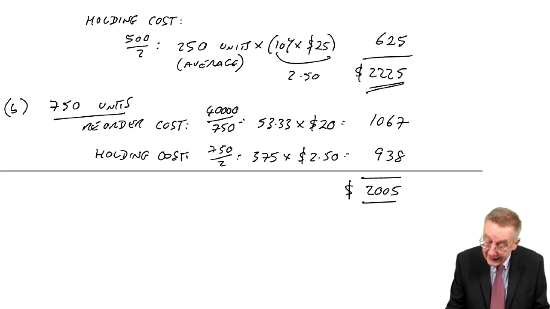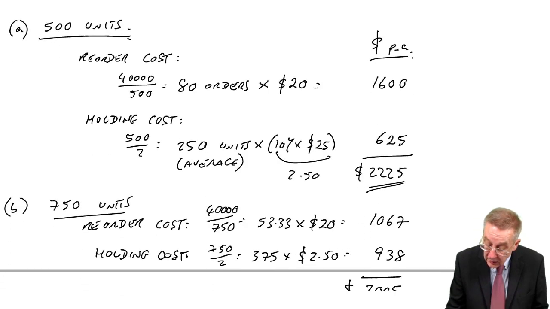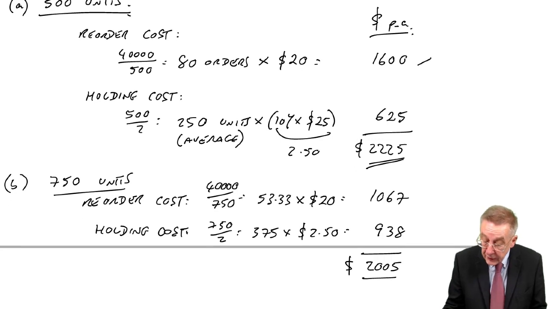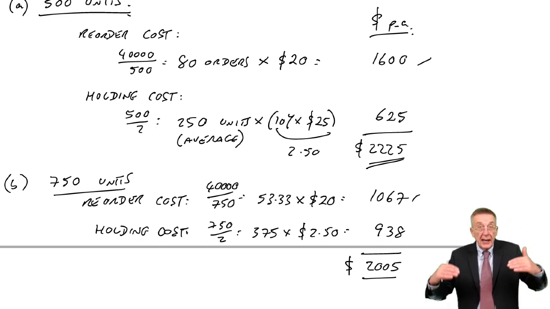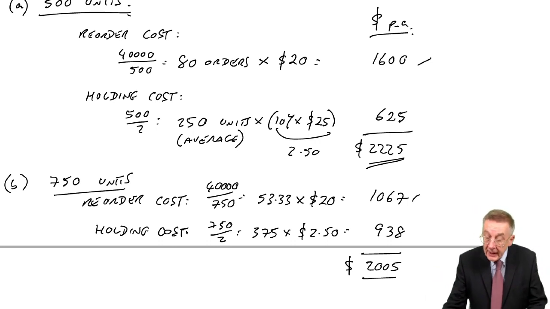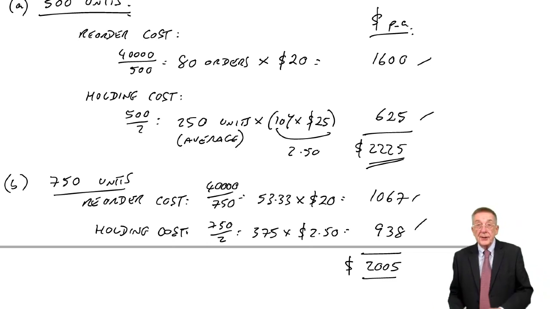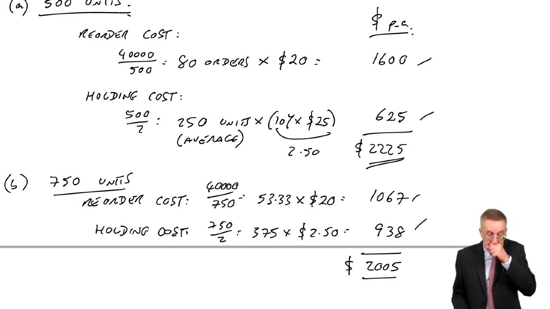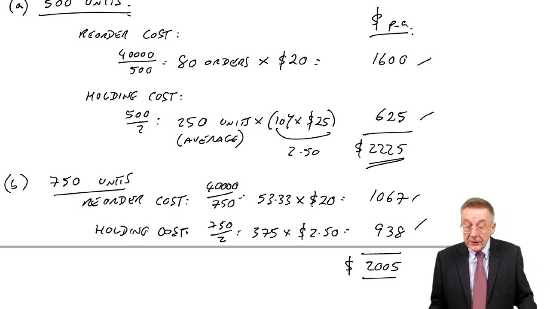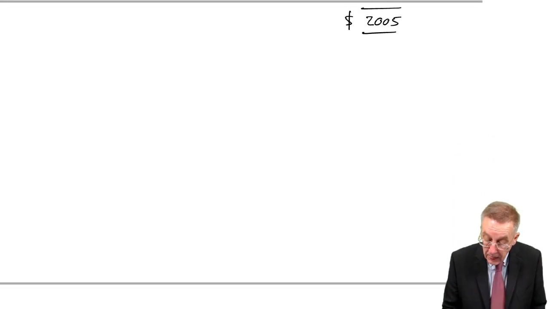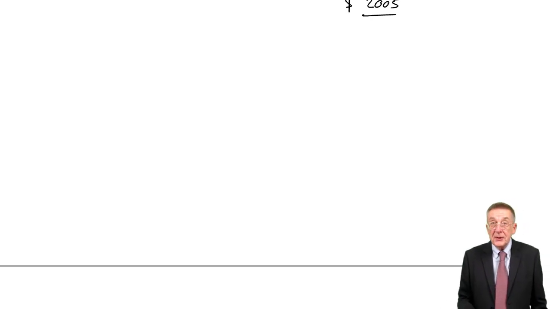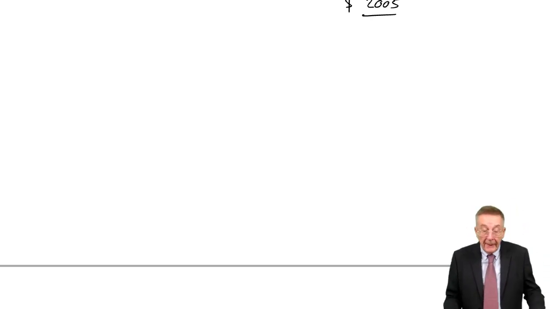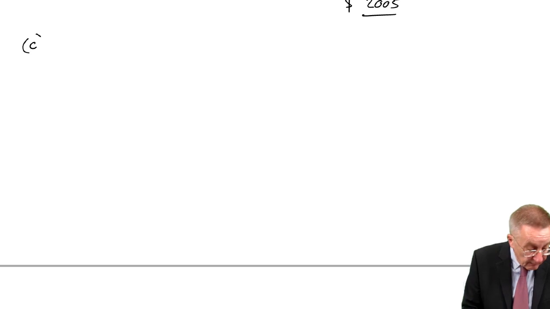And see what's happening. With a bigger order quantity, we needed fewer orders, so the reorder cost falls. But with a bigger order quantity, we've got higher average inventory. And so the holding cost increases. All right, well, the question wants us to do it 4 times. I don't know, it might be an idea if you paused the lecture and had a go at the other 2 yourself and then came back and checked. But I'll carry straight on.